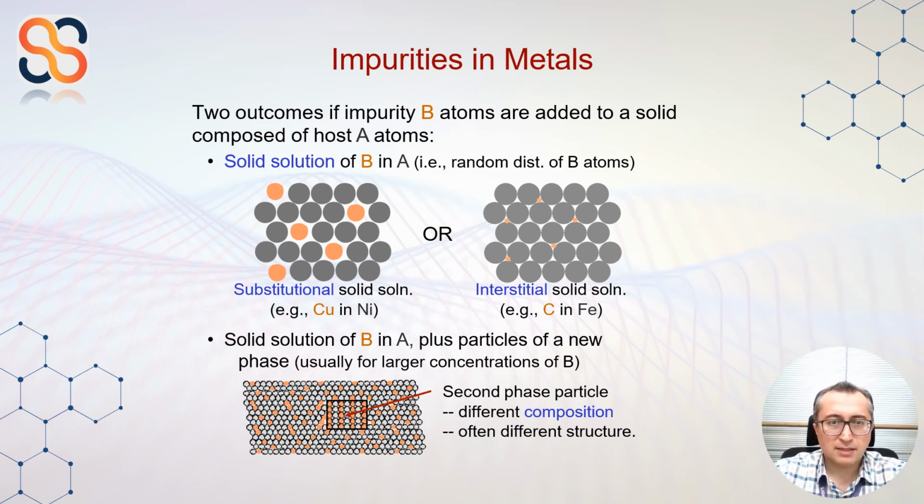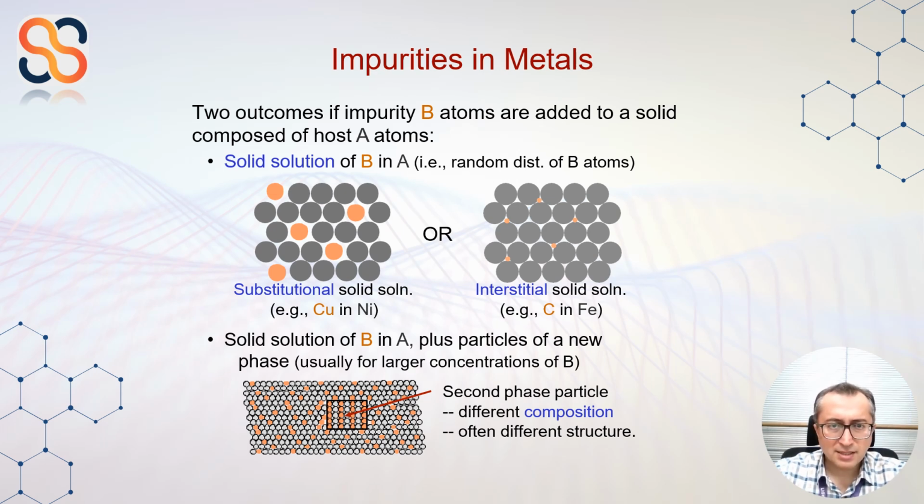In this case, the B atoms can occupy the lattice sites of A. Depending on their size, they can either fit into the regular lattice structure as substitutional atoms, like copper atoms in nickel, or they can fit into the spaces between atoms as interstitial atoms, such as carbon atoms in iron. This kind of random distribution can significantly alter the properties of the host metal, such as its strength.